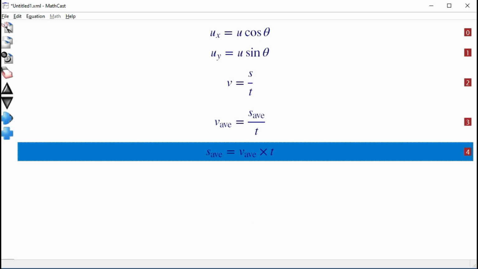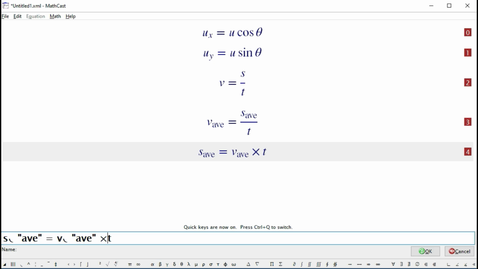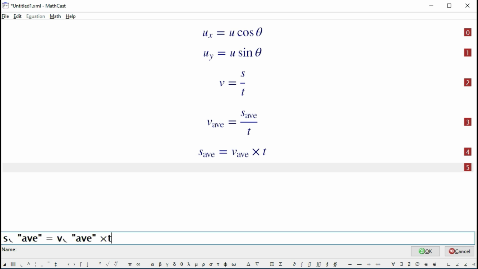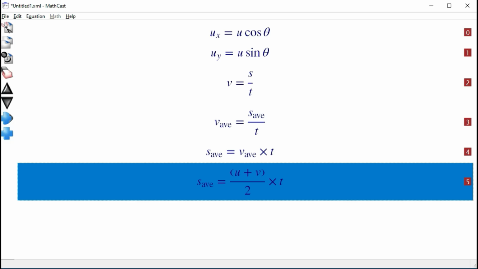Now of course an average of a velocity is the initial velocity plus the final velocity, assuming constant acceleration, divided by 2. When you take an average, you add the two factors together, the beginning and the end, and divide by 2. So I can take that and keep each line as we go along. So I can now have bracket u plus v divided by 2 times t. How's that look? Yeah, not too bad.